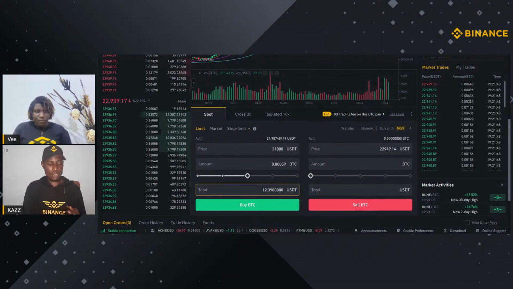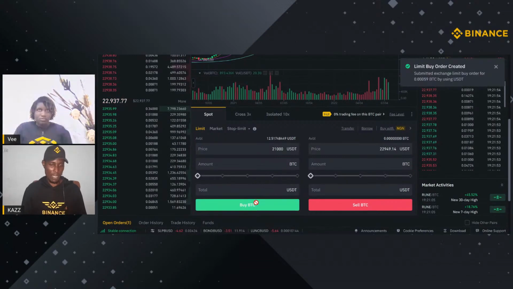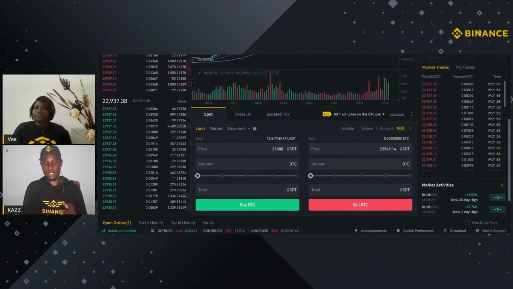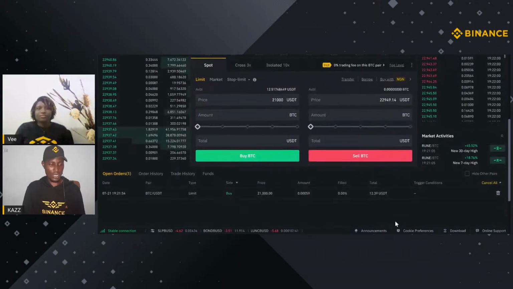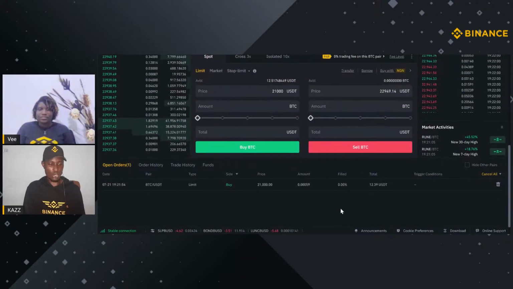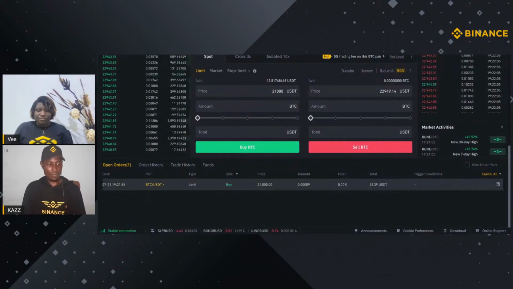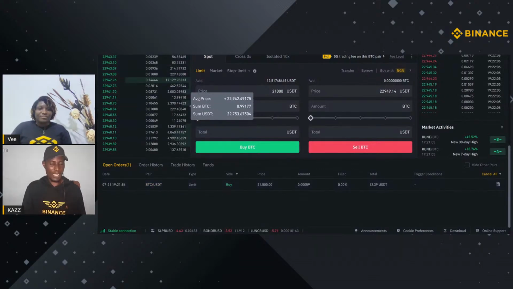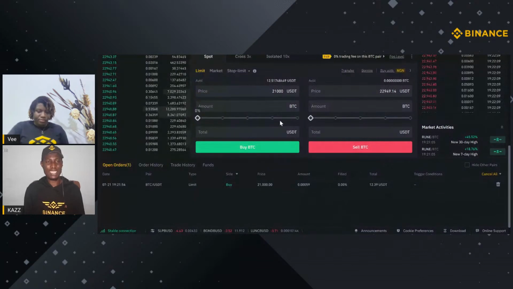When I enter the total amount I'm spending, I can tap on buy. I'm buying Bitcoin at 21,000 USDT. If I tap on buy, my limit order is created. I have a notification at the top here. It's created. You can also check your order history and your open orders here, so you have your order displayed here. Now, my order is not executed because the market price has not reached that limit yet.